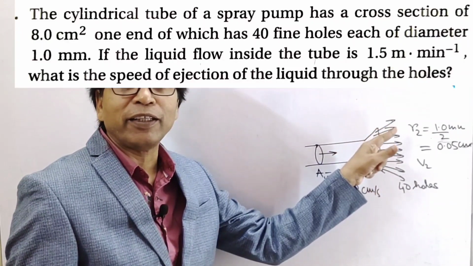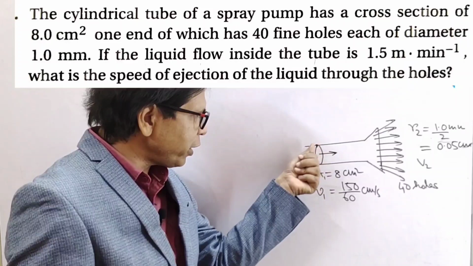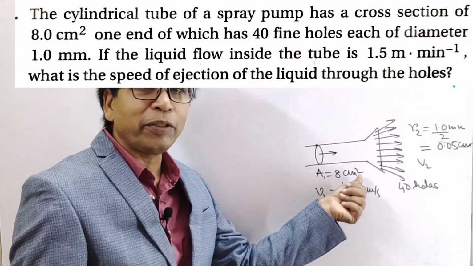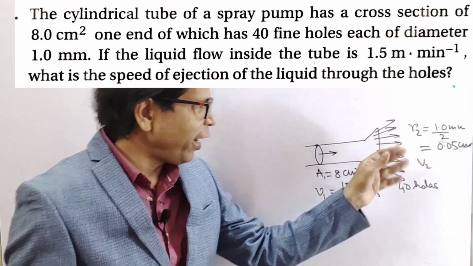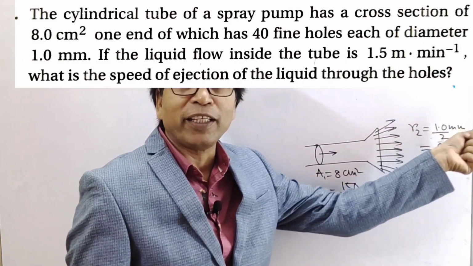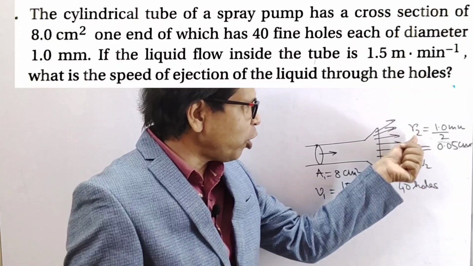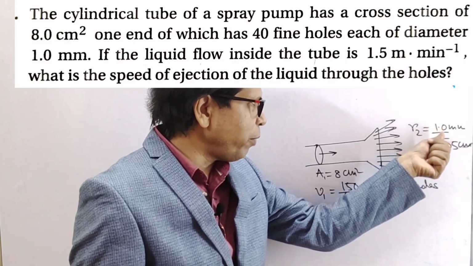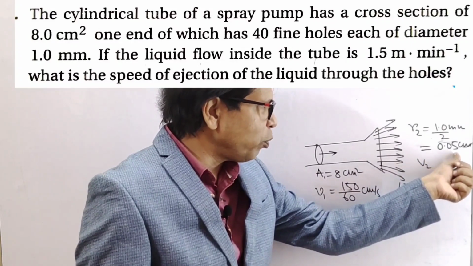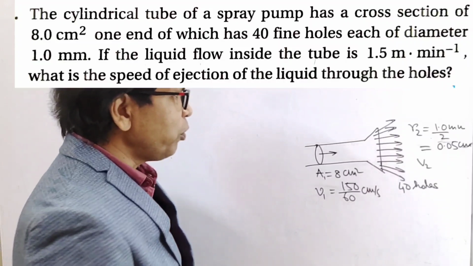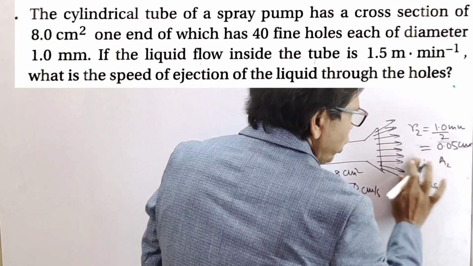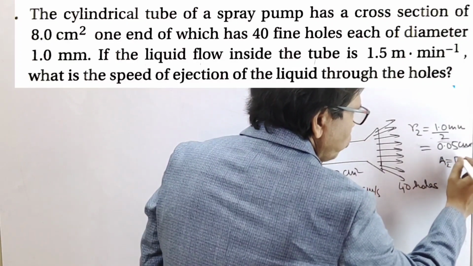Next, look at this. This is a spray pump. The area of cross section of the cylindrical tube of the spray pump is 8 cm square. At the end, it has 40 holes, each of diameter 1 mm. So the radius of each hole is 1 by 2 mm, so its radius is 0.05 cm. Therefore, the area of cross section of each hole, A2, is equal to pi r2 square.